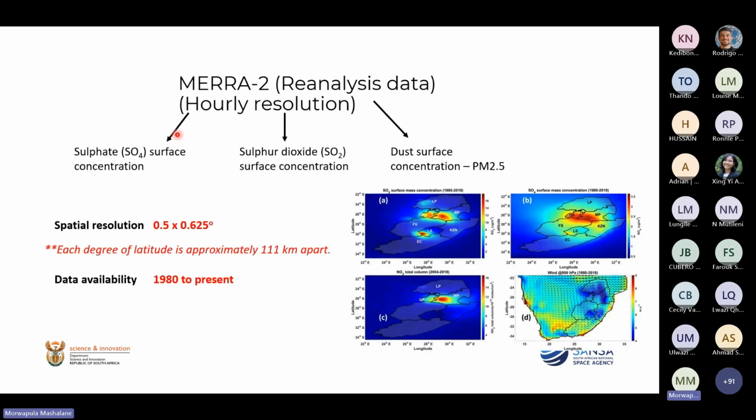I'm just going to show a few examples of the data sets that we've analyzed using different data. Here we have sulfate, which is also a byproduct from coal-fired power stations. This is one of the emitters. These are particles, which we also refer to as aerosols. Then we did a study over some provinces of South Africa, where we see the spatial distribution of SO4, same as SO2, and also the distribution of nitrogen dioxide. These were taken from MERRA-2 data.